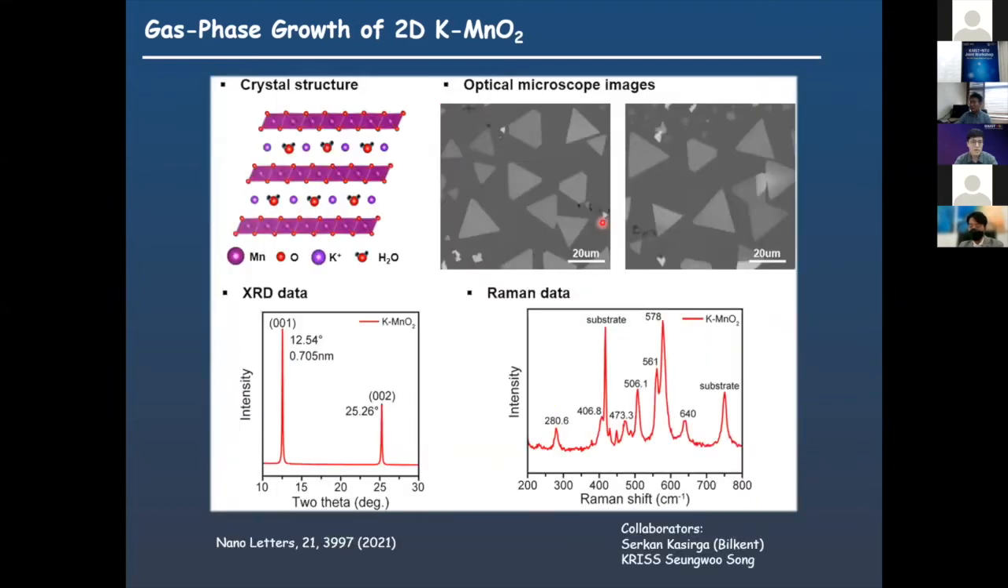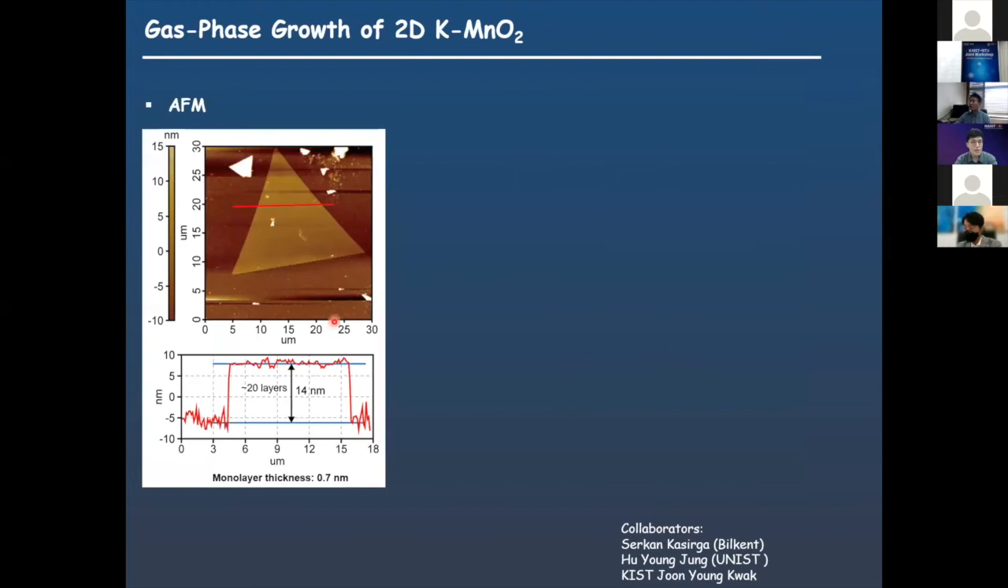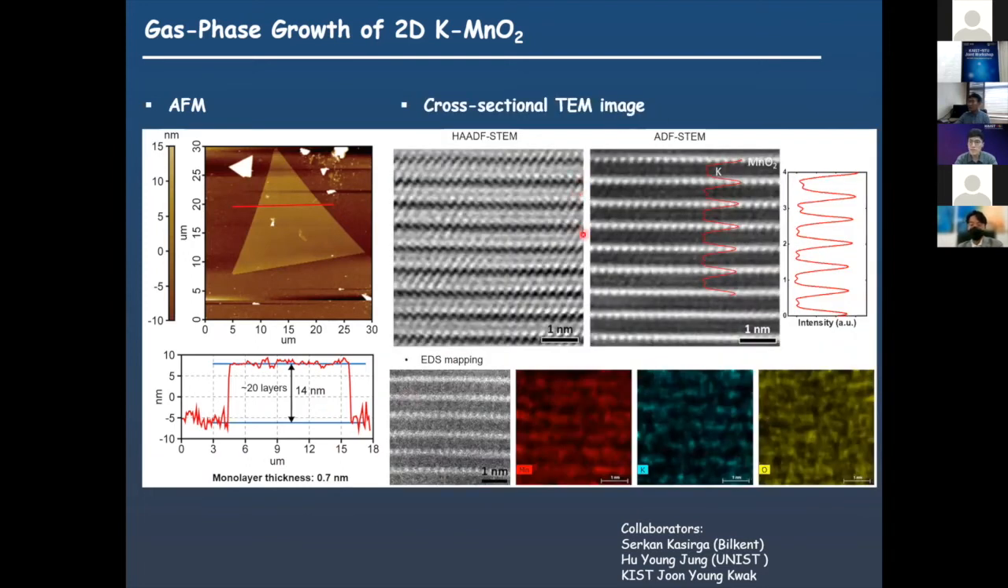And here are the representative images. While we grow manganese oxide, if we introduce an alkali metal precursor together, then we can generate the layered structure manganese oxide like this. And this is the representative optical image. As you can see, there is a very nice flake of manganese oxide. And here is the corresponding XRD data and then Raman data. The thickness is about 10 nanometer scale, but we can also generate thinner than 10 nanometer as well. And here is the cross-sectional TEM image of the manganese oxide.